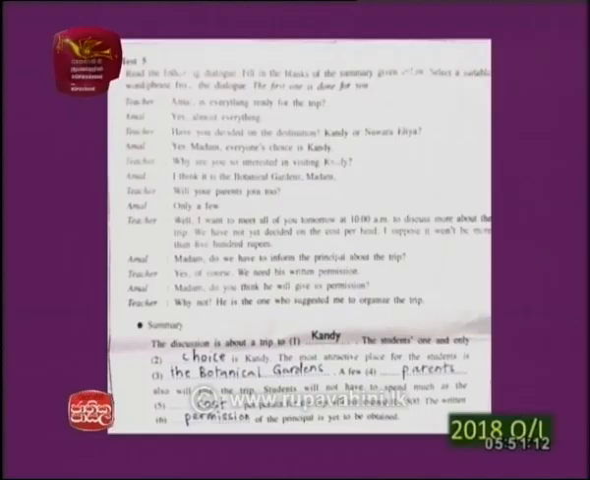Read the following dialogue. Fill in the blanks of the summary given below. Select a suitable word or phrase from the dialogue.